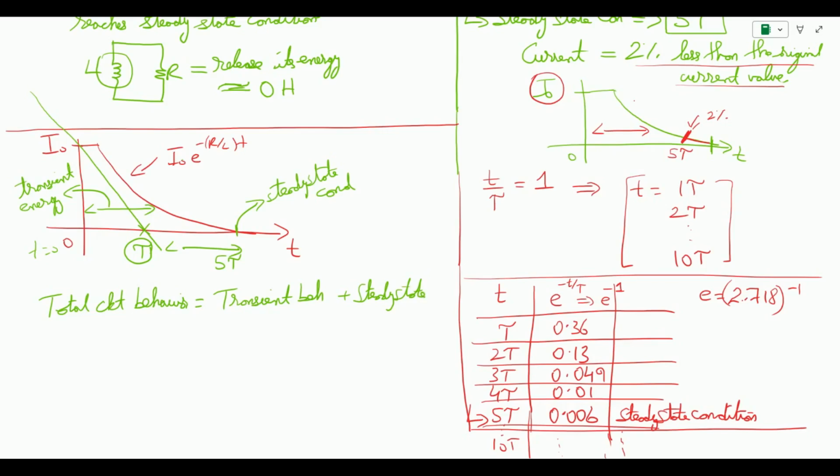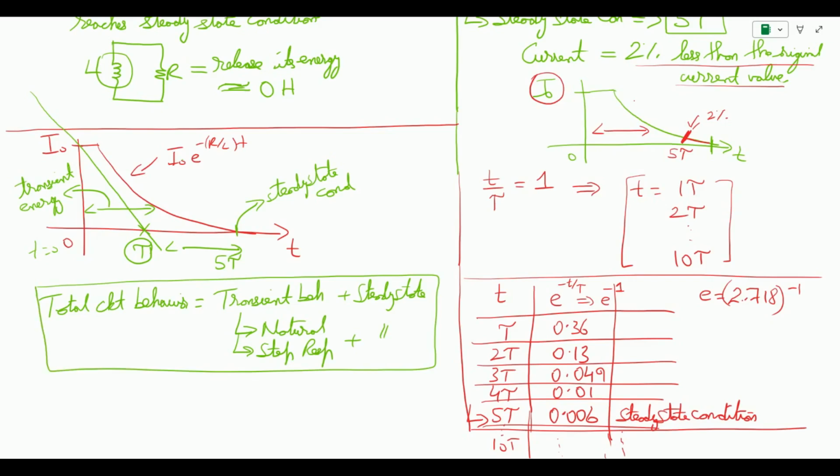And obviously the transient behavior will be categorized into natural response or it can be step response. But the steady state remains the same because it is the maximum value that the system wants to achieve. In case of RL, it is 0 value for both voltages and currents.